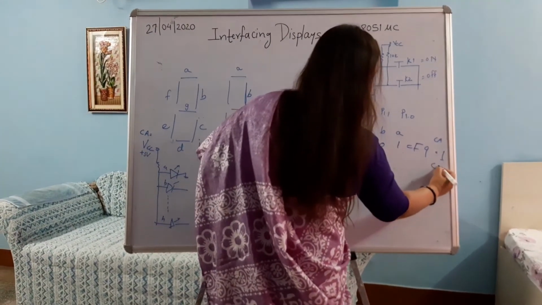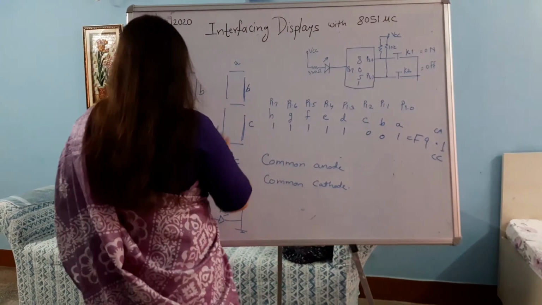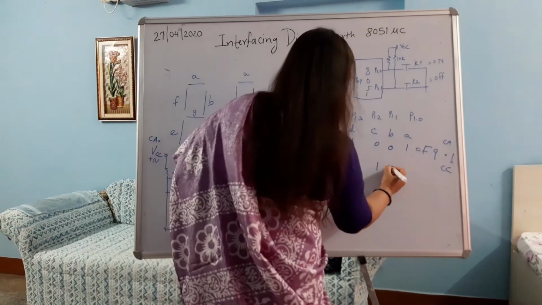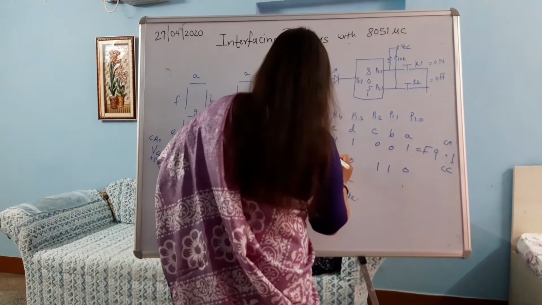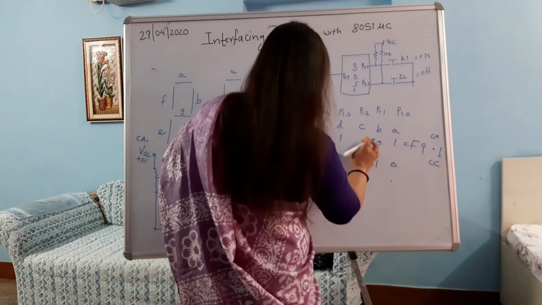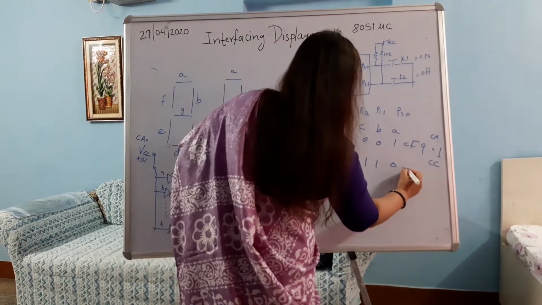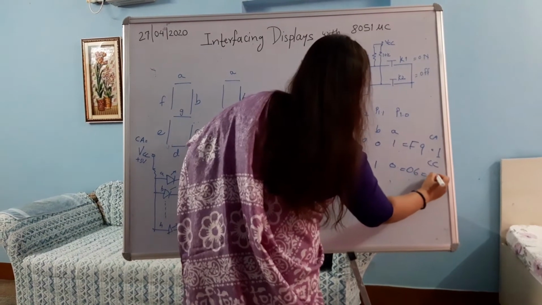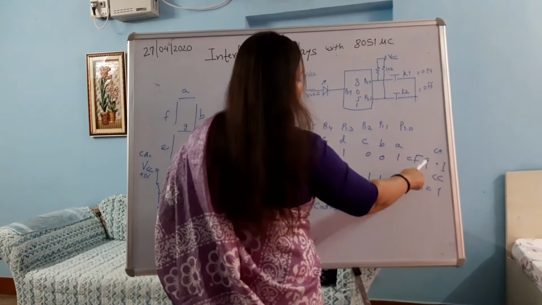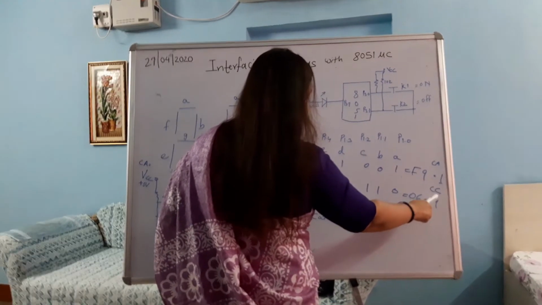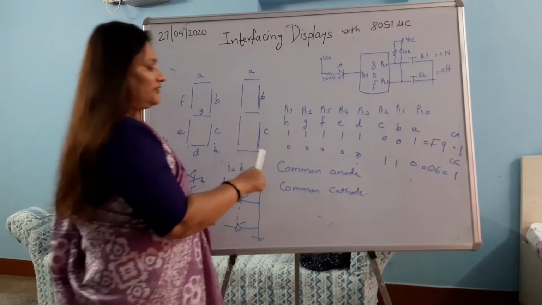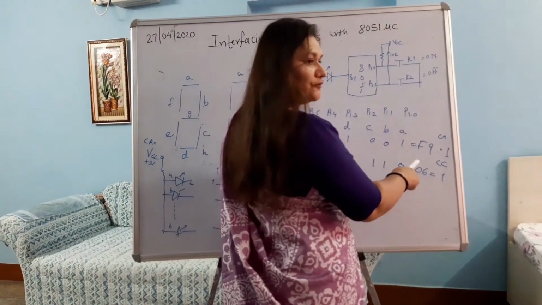But if it is common cathode configuration, then to glow the LED it should be 1. So 1 over here and 0 at the rest of the segments. So this will become 0, and this is 4 plus 2, that is 6. So if you put 06, it is logic 1. So your pattern, your byte for logic 1, will be different when you are using common anode configuration and different when you are using common cathode configuration.